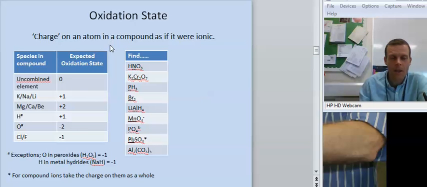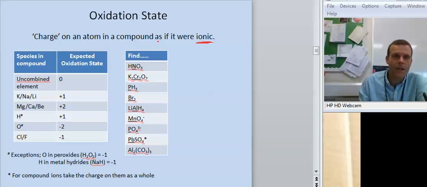So going back to this idea of oxidation states, we're pretending, whatever it is, that it's got some ionic character to it, right? No matter if it's covalent, ionic, whatever. And it's the charge that your atom of interest would have. Now these rules of thumb here are important for helping you work out unknown oxidation states. So any uncombined element has oxidation state 0.